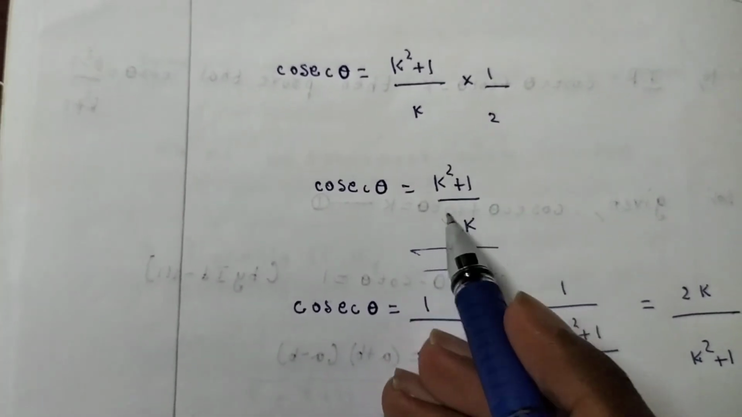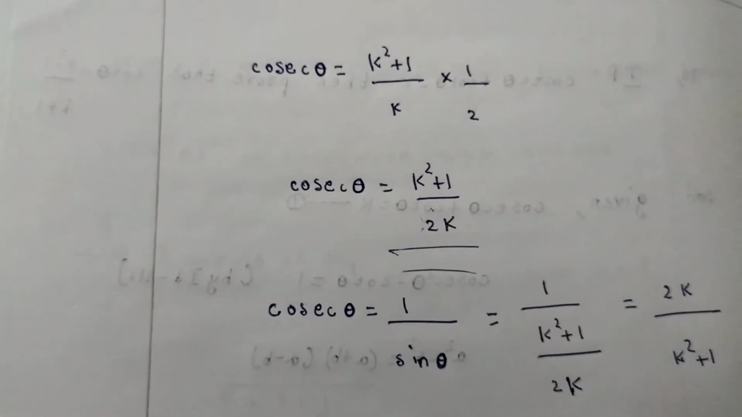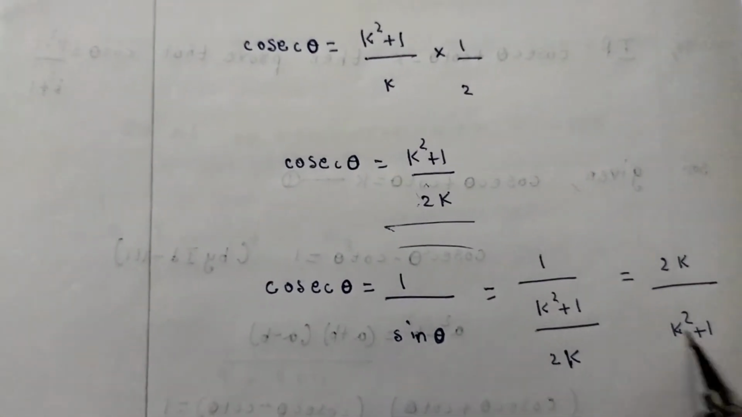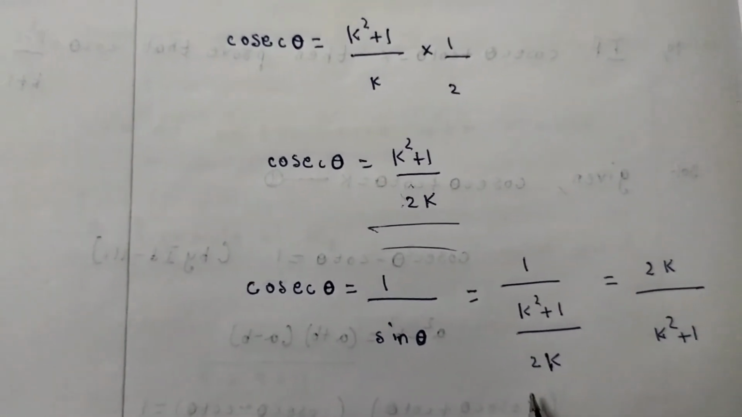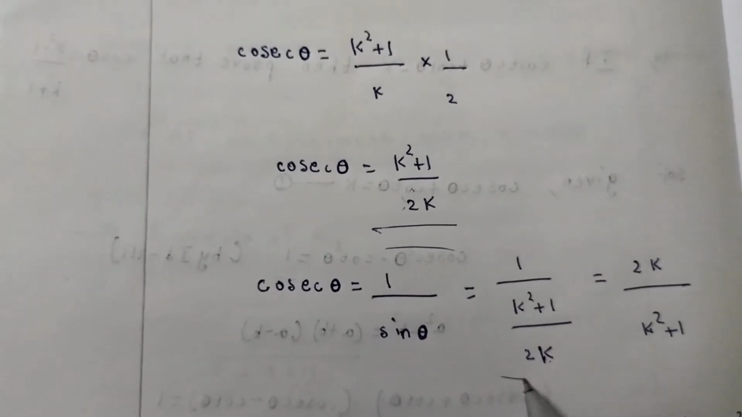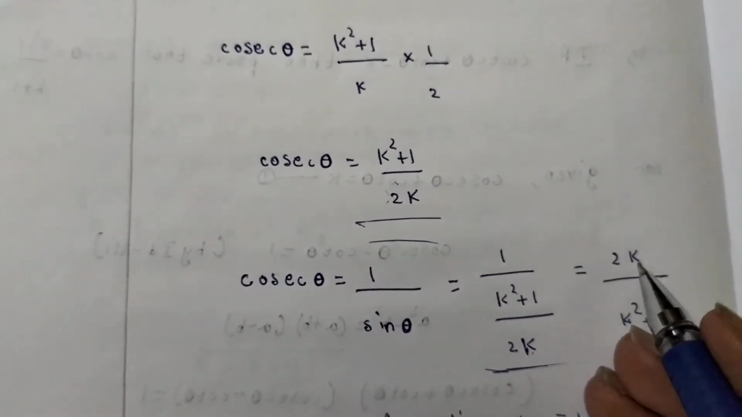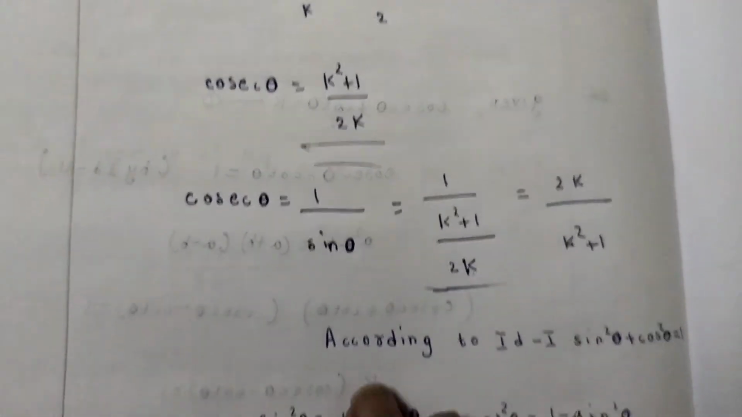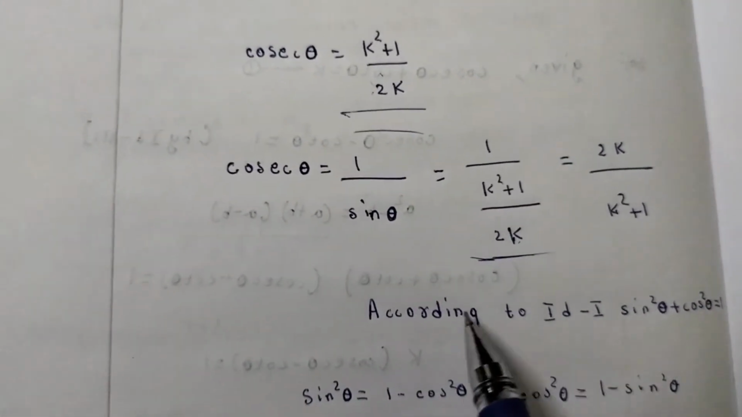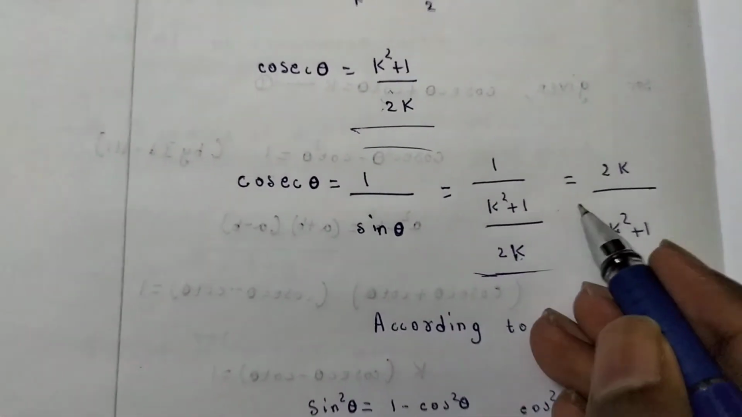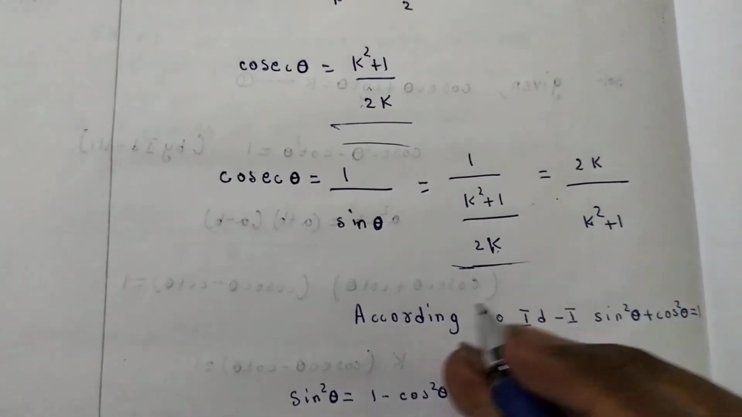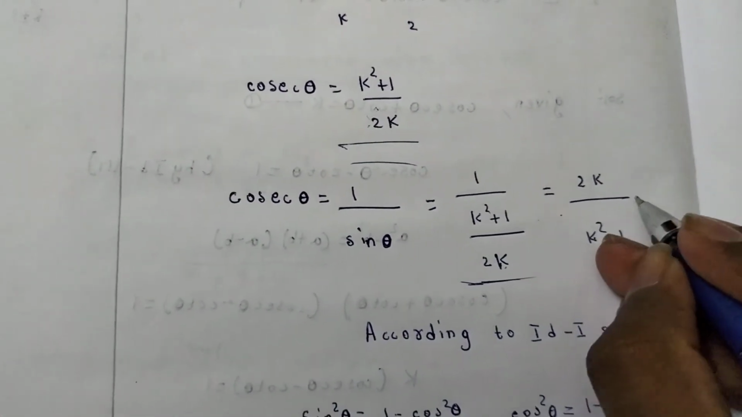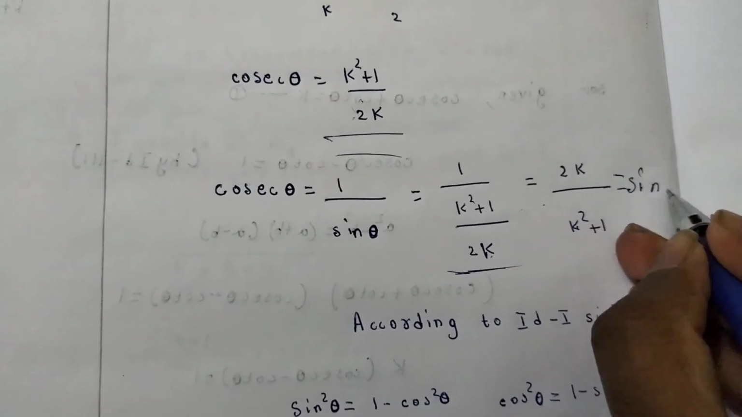Cosecant theta is equal to, we got (k square plus 1) by 2k. So inverse of sin means 1 by (k square plus 1) by 2k. So this denominator, this down one, will come up. So it will become 2k by (k square plus 1). So by seeing this, this became sin theta only: 2k by (k square plus 1) means it became sin theta.